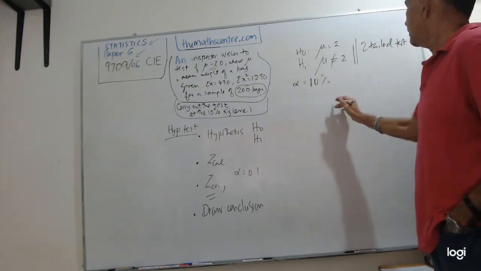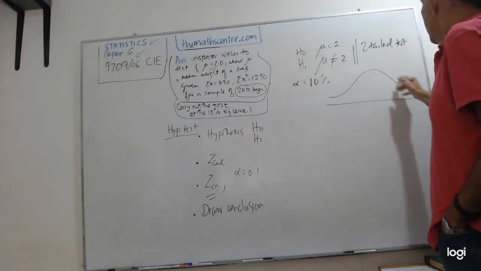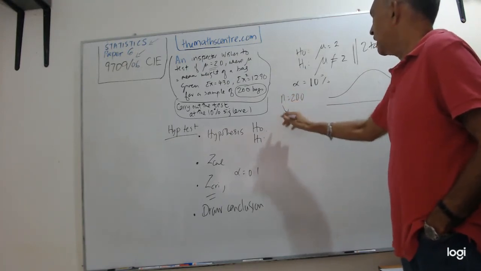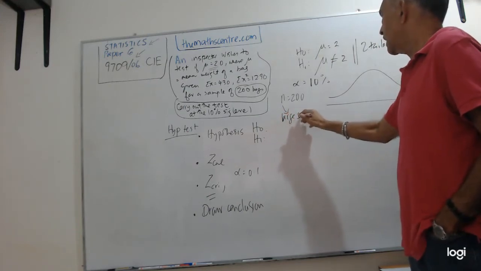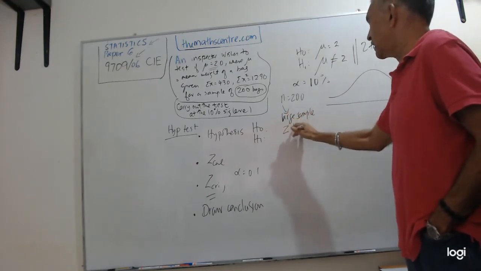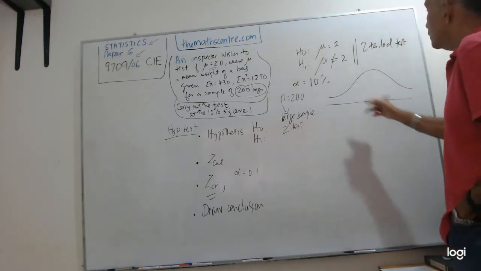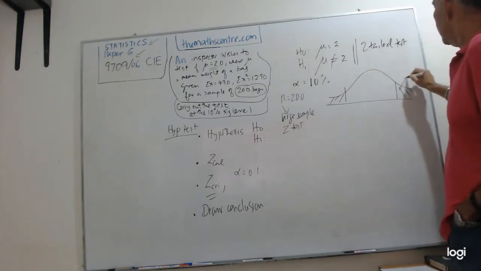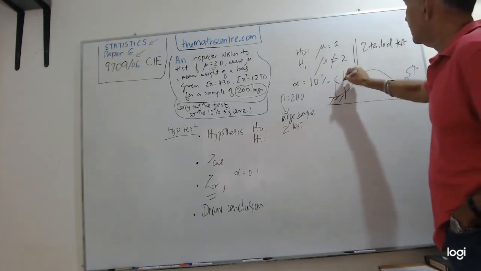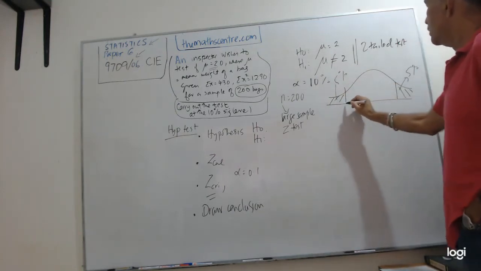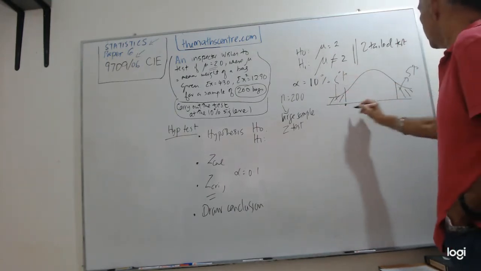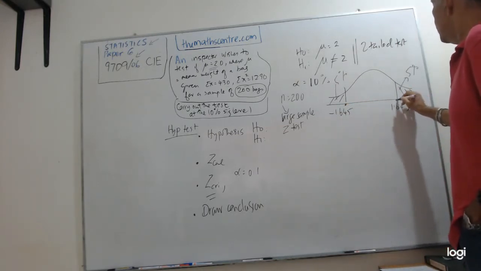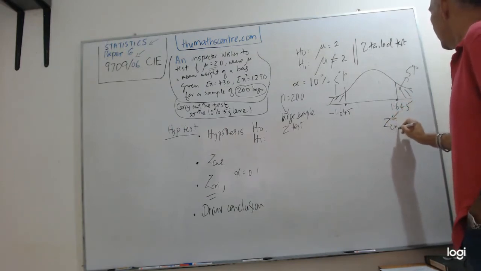We know n is 200, therefore we are dealing with a large sample, therefore a z-test, normal distribution. Since it's a two-tailed test, let's distribute the probabilities: this is 5%, this is 5%. Look up your normal tables. You will get 1.645 and minus 1.645. So these are your critical values of Z.